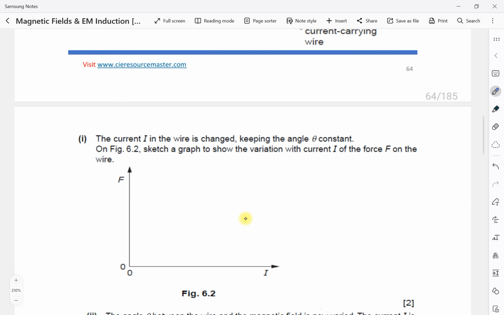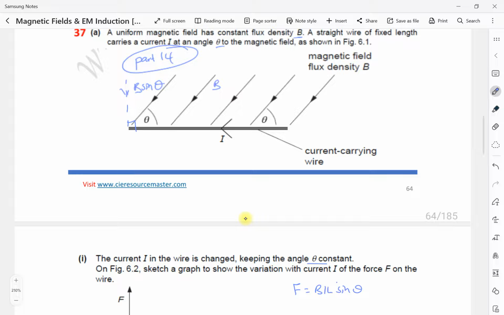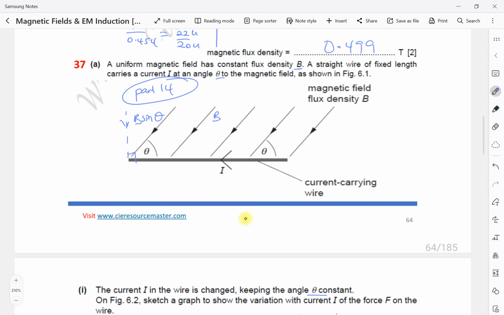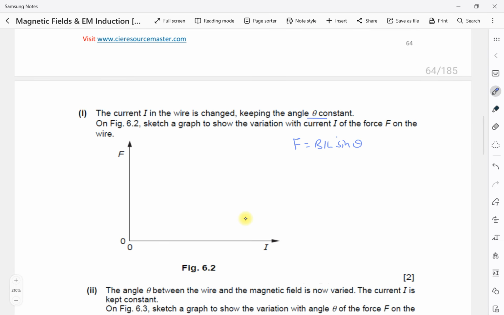The current I in the wire is changed, keeping the angle theta constant. On the figure, sketch the graph to show the variation with the current I of the force F on the wire. So we know that force is equal to B I L sine of theta, because now they've given us the angle between the field and the current, and we always need the component of B perpendicular to the current, which is B sine theta. So the angle theta is constant, and of course the length of the wire is constant. The current in the wire is what is being changed. So that means B is not changed.